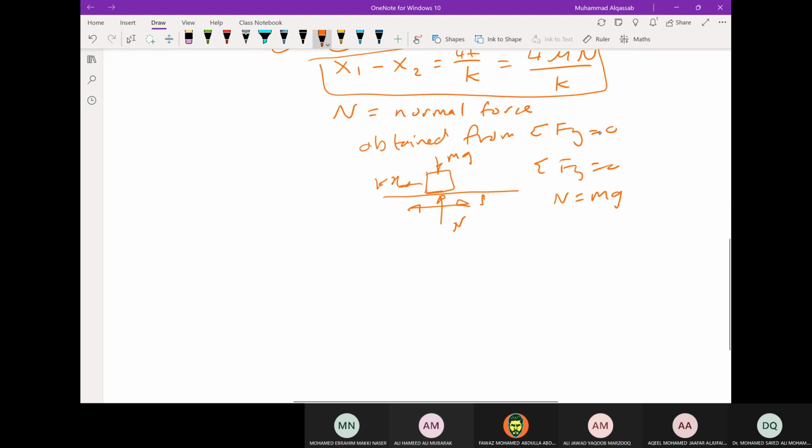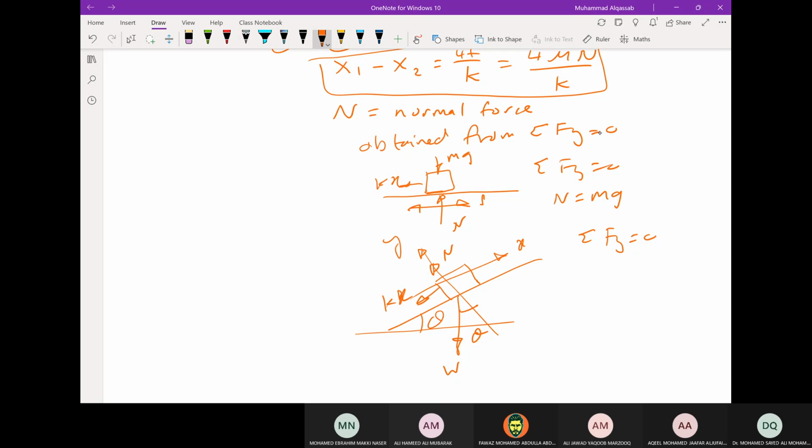If you have an inclined surface at an angle theta, then the normal force, this is the y direction, this is the x direction. Then again, the sum of Fy equal to 0. This means that when you put the weight here, this is theta, and here is the normal force, and you have the spring force kx either this way or this way, and this is the friction force. Then N equals mg cosine theta, so either this or this.